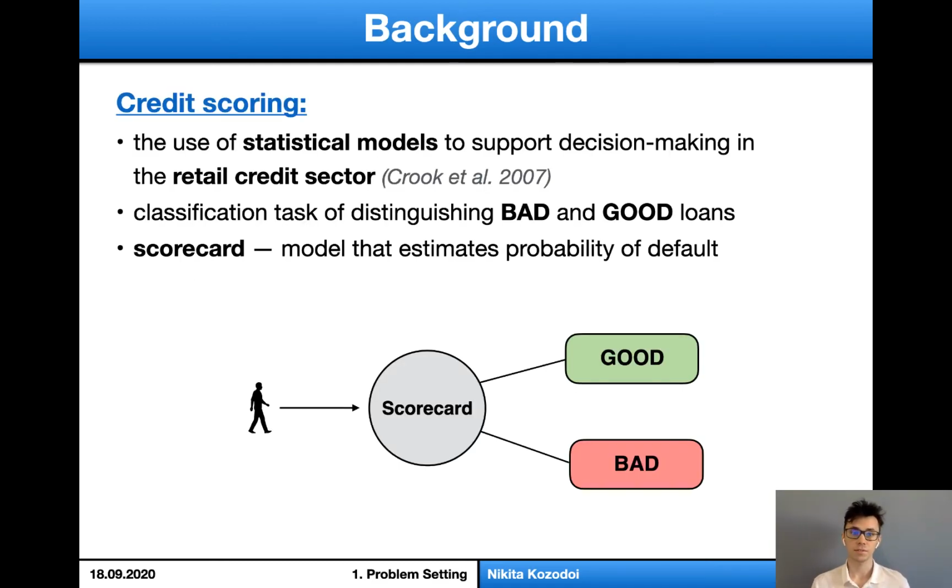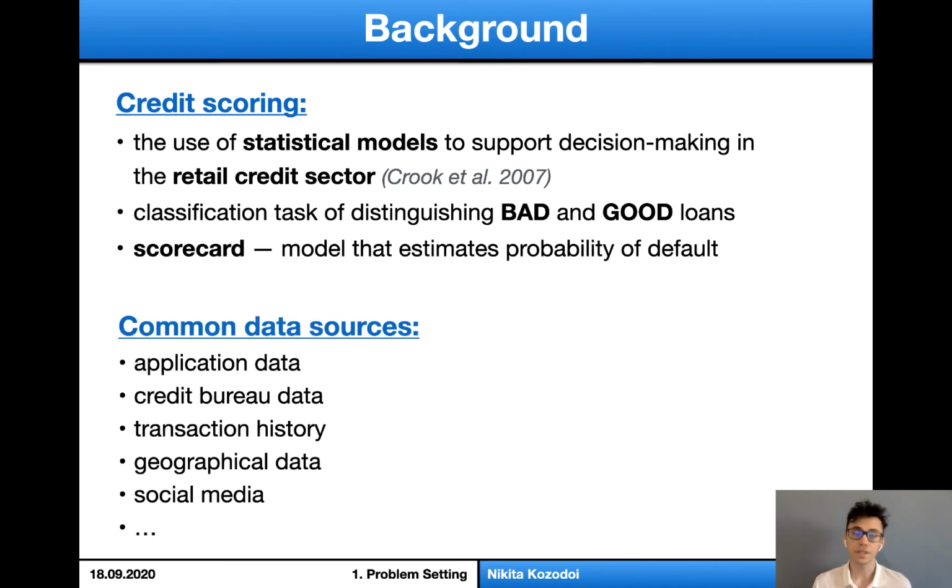So let's start with some background. Credit scoring refers to the use of statistical models to support loan approval decisions. A customer comes in asking for a loan, and a financial institution needs to make a decision whether to approve the application and issue the loan or reject it. Fintech companies heavily rely on automation of such processes, and to do that, they need to build good models that predict the probability of default.